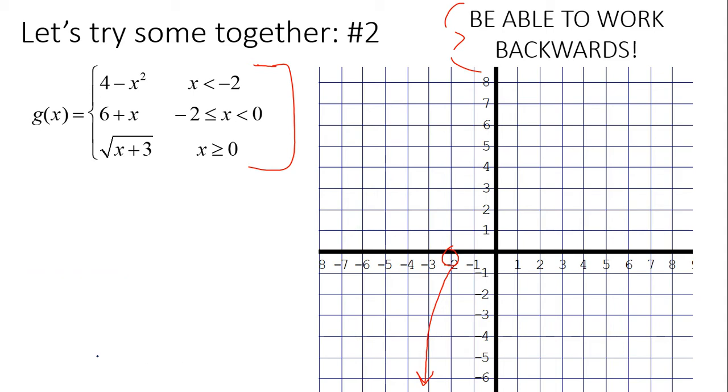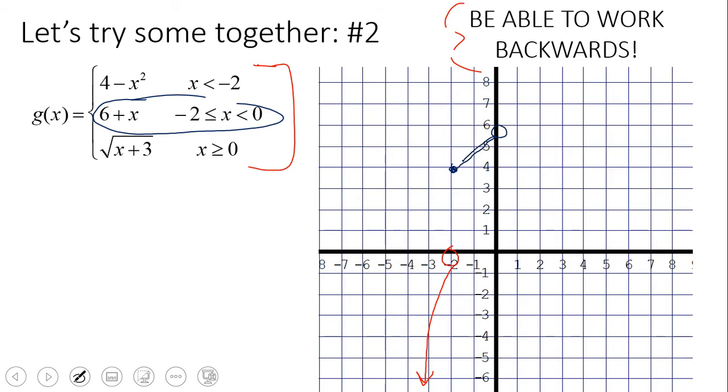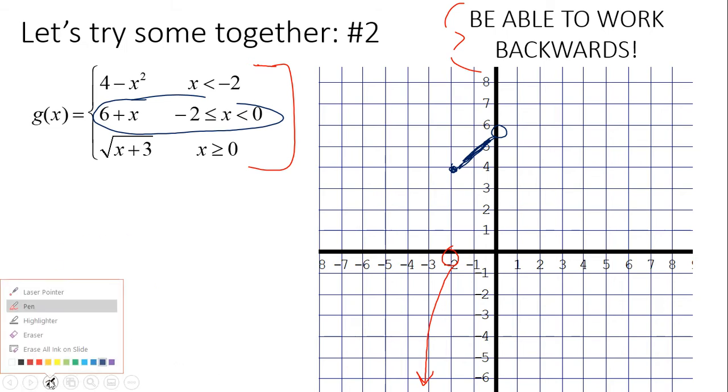Let me change the color again here. So for the piece in the middle, 6 plus x, that's a linear function, and that's going to go from -2 to 0. So if you go ahead and plug in -2, you're going to get a value of 4, and that is going to be a closed circle. Then you have a slope of 1, so up 1 over 1, up 1 over 1. By the time you get to 6, you're going to have to make sure that you make that into an open circle. And again, my graph is never going to be perfect on the computer with the stylus, but yours should be better than mine in real life.